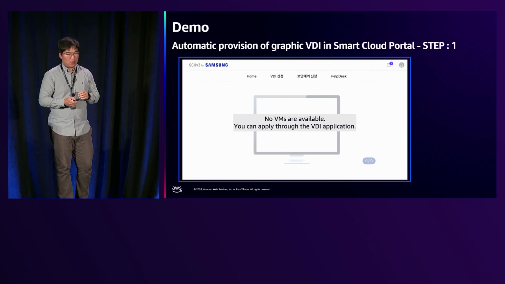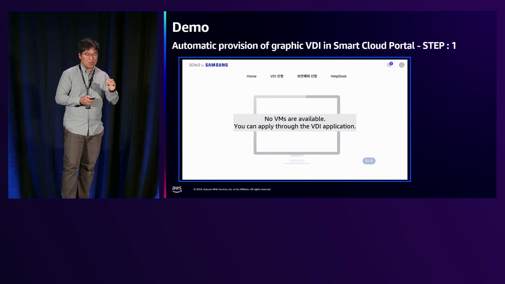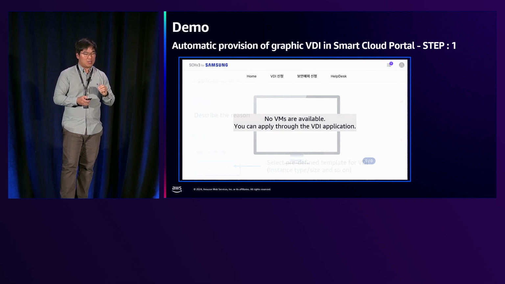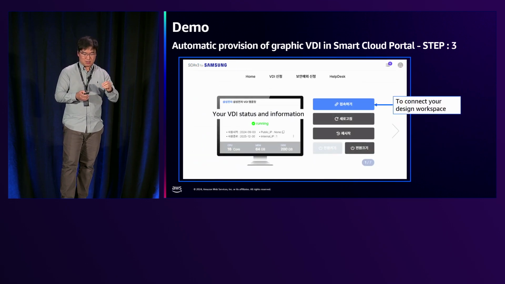So this is the demo. When a user accesses this custom portal, they don't have a VM, right? So no VM is available now, and then they can apply for a new VDI. Then they write the information and describe the reason, and as I mentioned, on the right at the bottom, they select their VDI template. Because we know their AD information, they have the selected VDI image, and then they select it and request approval of their request.